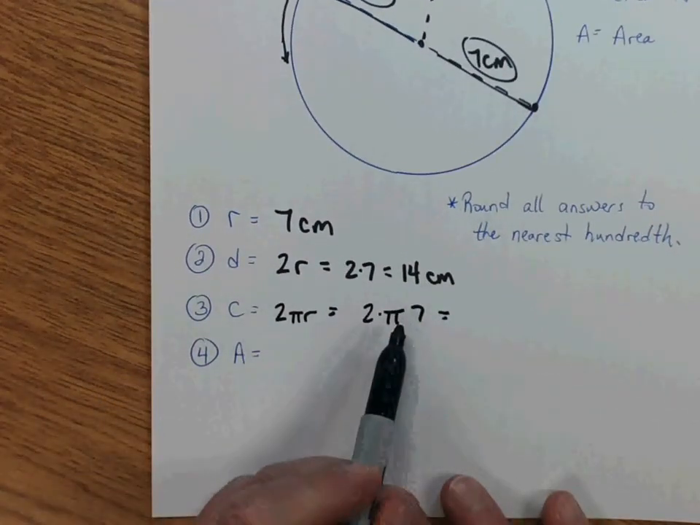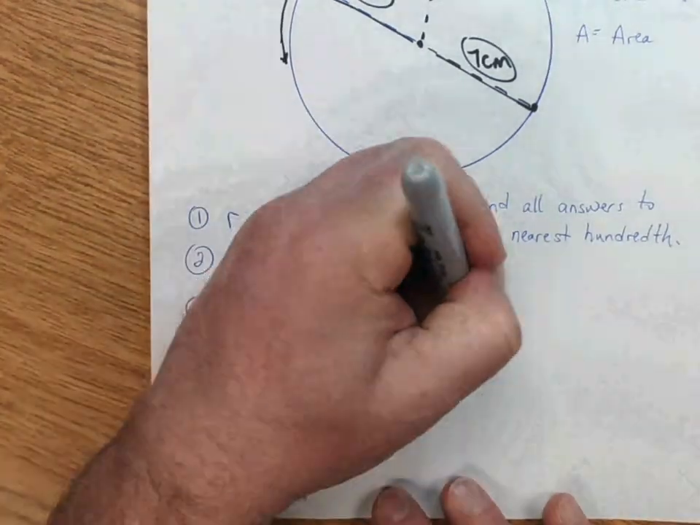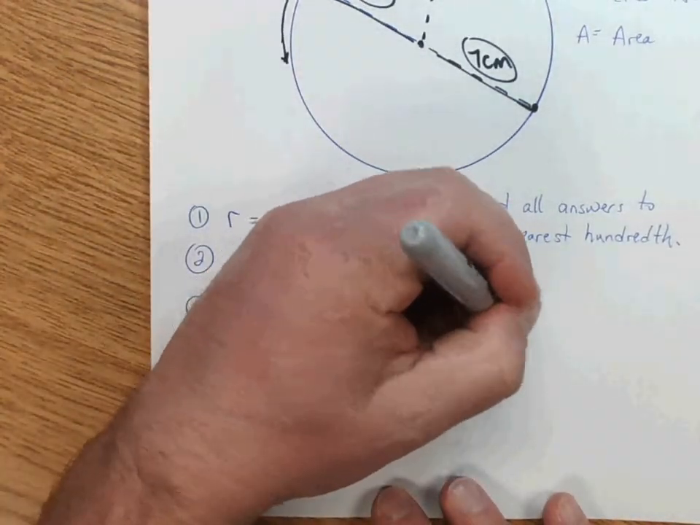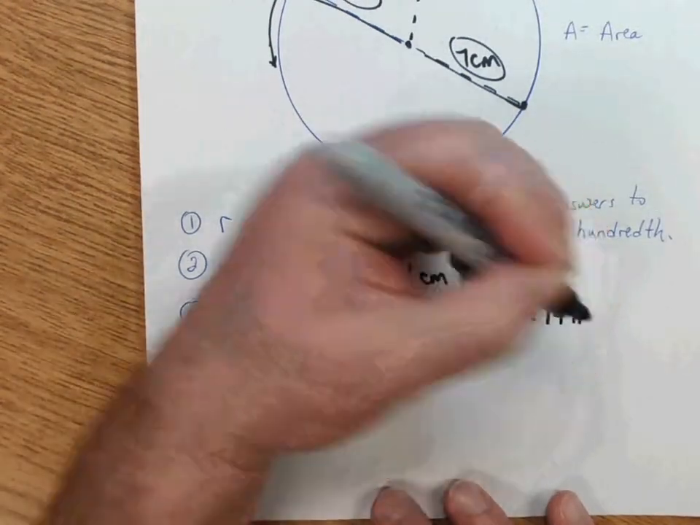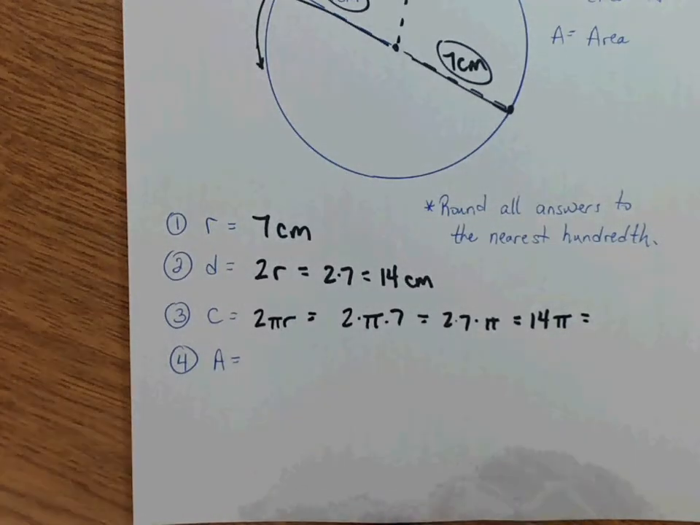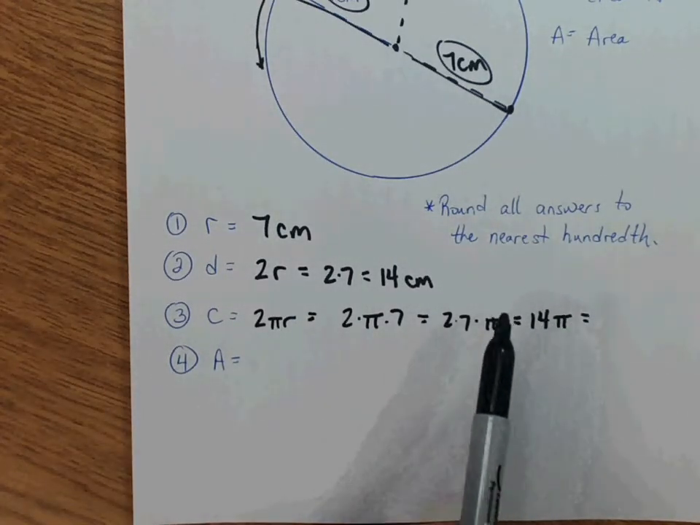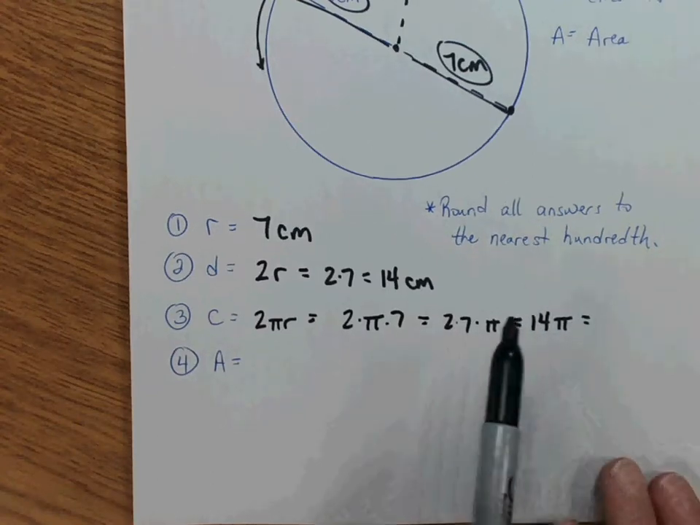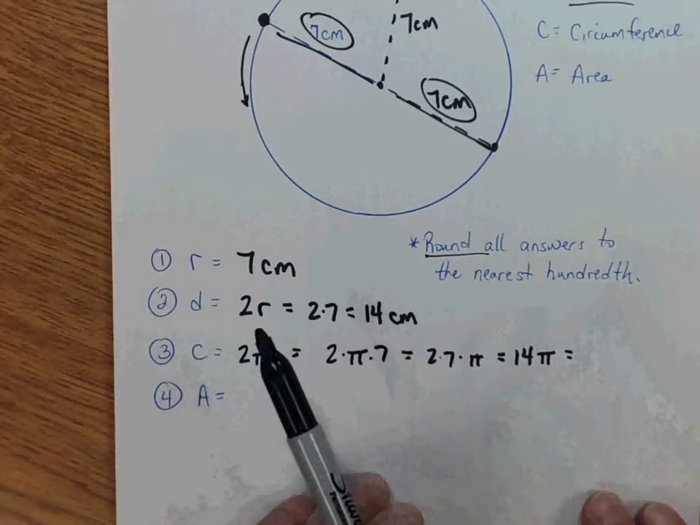So 2 times pi times 7, well, when you multiply, you can change order. So 2 times 7 times pi, which is 14 times pi. Sometimes they ask you to leave the answer in terms of pi. If they do, you stop right here. However, the directions here say round all answers to the nearest hundredth.